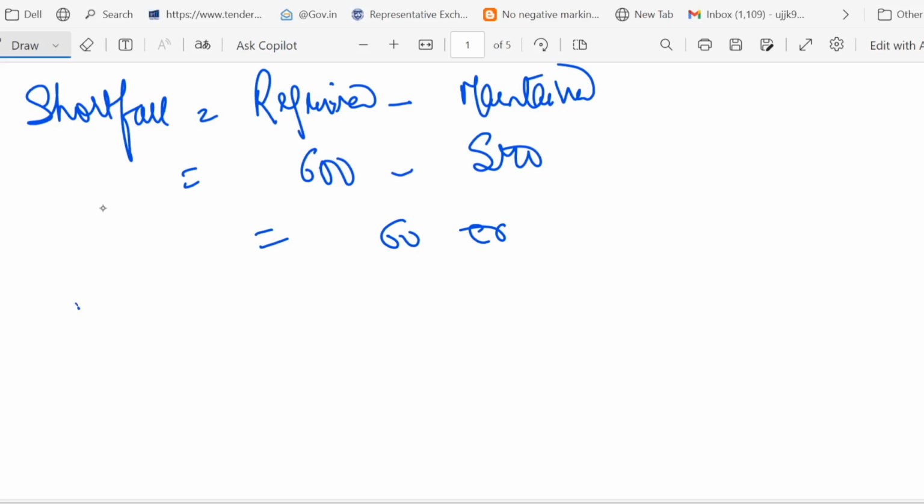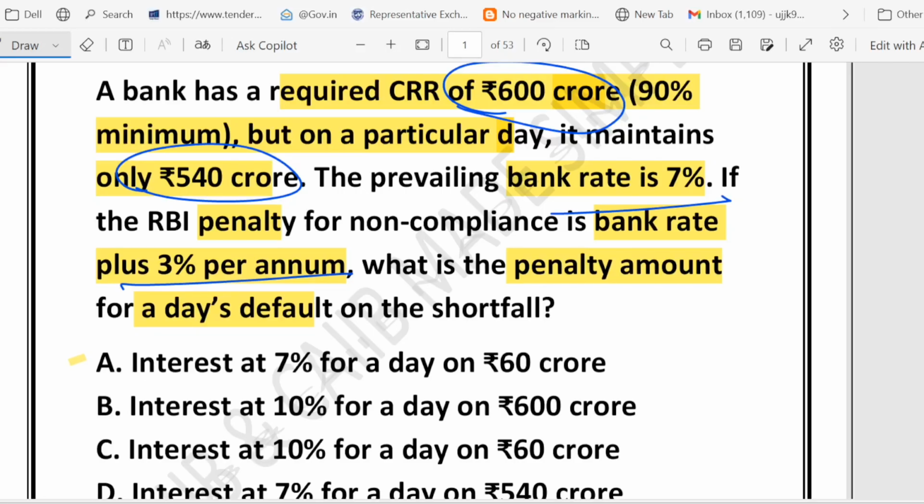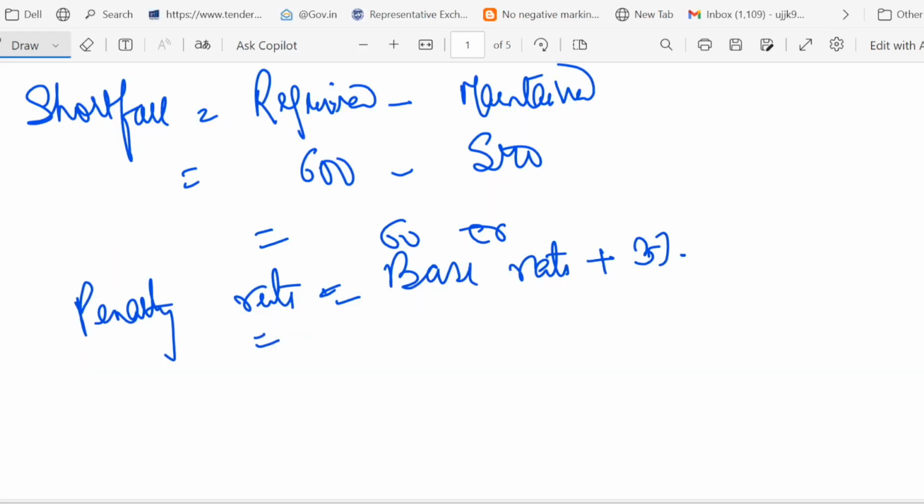Just go through each and everything minutely. So what would be the penalty rate? It is very simple. To find the penalty rate, first of all you write the base rate. It is base rate plus 3% extra. Clearly they have written base rate plus 3%. So 7% base rate plus 3%, which is extra, so the total penalty rate becomes 10%. So that is your penalty rate, 10% per annum.